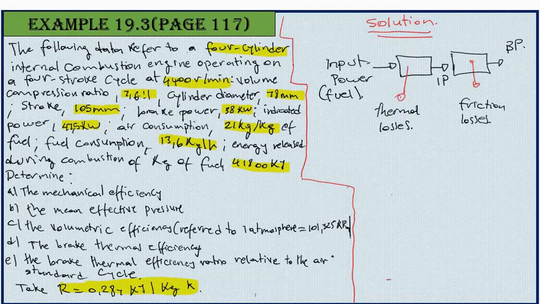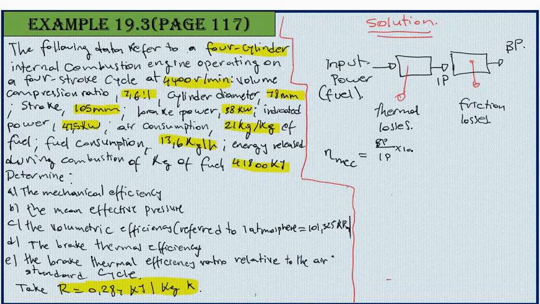So what is the formula of the mechanical efficiency? It is given by the brake power divided by the indicated power and then multiplied by 100. So if we replace, we have the brake power, which is 38 kilowatts. We also have the indicated power, which is 47.5.